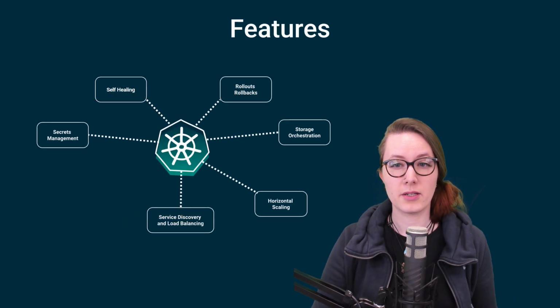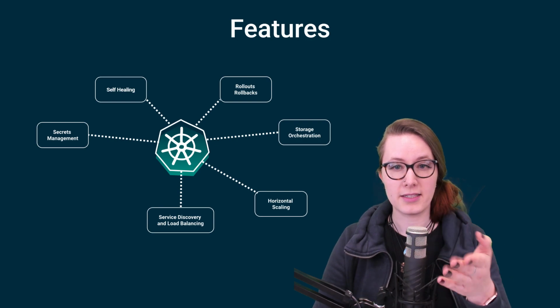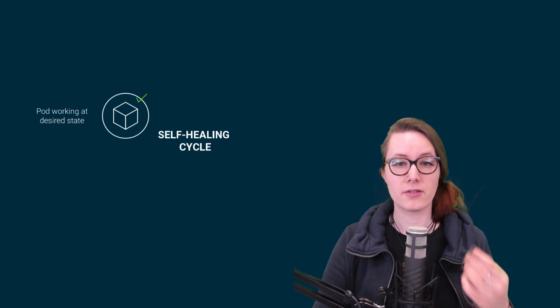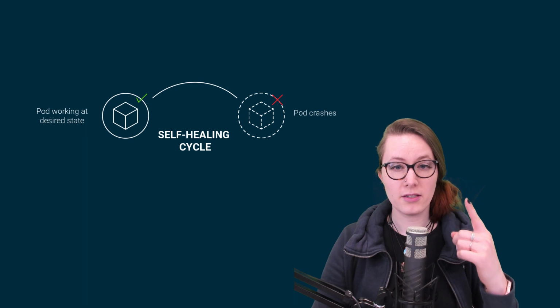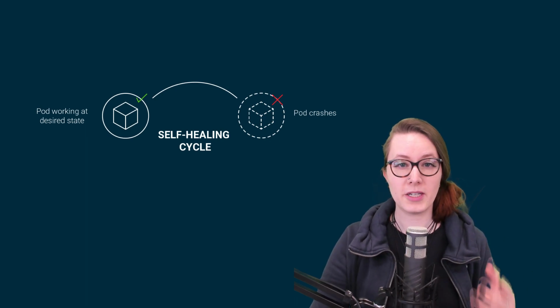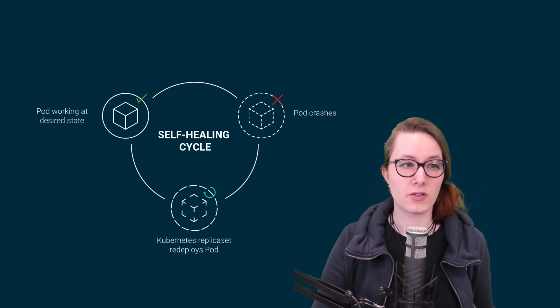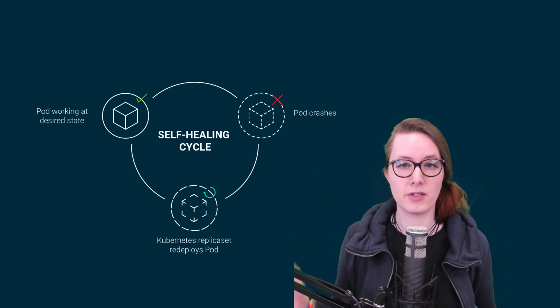Next up, we got the self-healing. It's keeping your cluster healthy and available, and is automatically starting failed containers, replacing and rescheduling containers as nodes die. It also kills containers that don't respond to your user-defined health check and waits to advertise to clients until they are ready. So here we get the self-healing cycle that is always continuing.